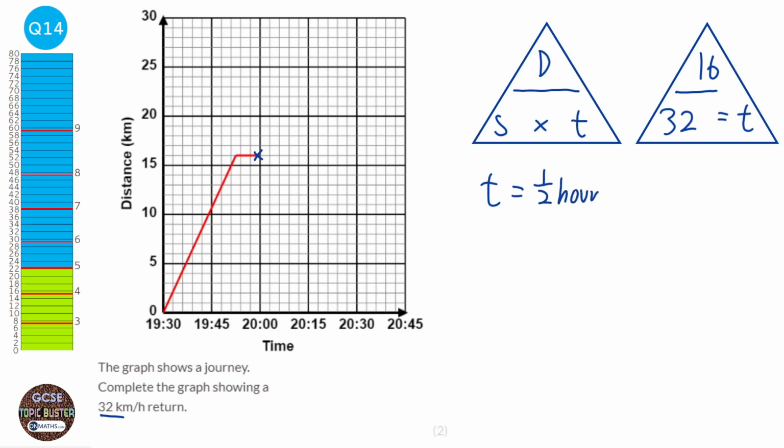And half an hour would bring us, if we start here, half an hour would bring us to 2030 because it's 8 o'clock where we start and we end, therefore, half an hour later.